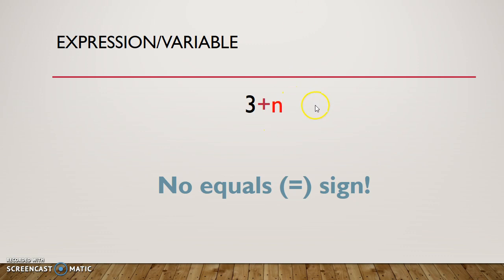There's no equal sign in an expression. That is very important to remember. An expression does not have an equal sign, but an equation does. So expressions do not have an equal sign.